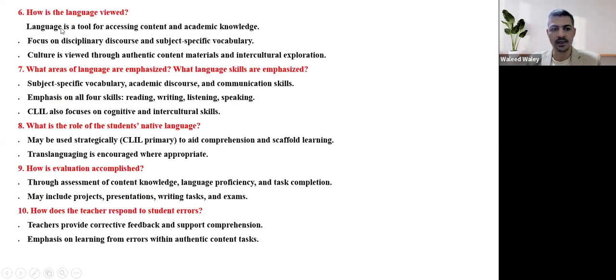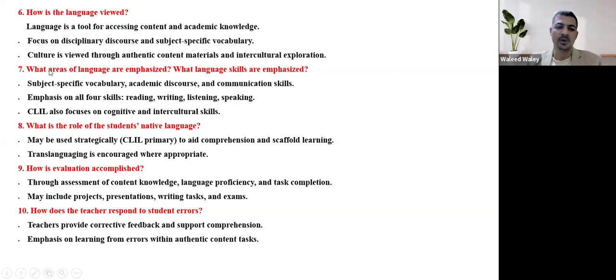How is the language viewed? Language is a tool for accessing content and academic knowledge. So the language here is also a tool, but it's the aim and the target. We can use it as a tool for accessing the content itself and focus on disciplinary discourse, whatever it is, speaking, reading, because they talk about the content, about the subject, and they read about it.